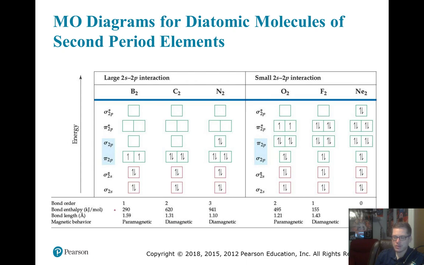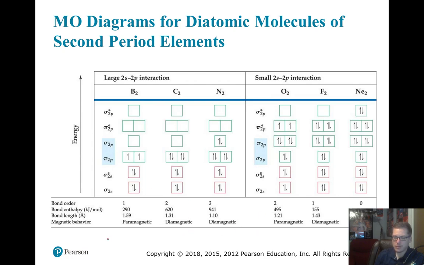Also notice that they predict the bond enthalpy. As your bond order goes up, meaning the single, double, triple bond, that should also increase the strength of the bond, and so those numbers increase. On the flip side, as the bond orders go down, the bond enthalpy also goes down. We can see the same trend with bond length. As the bond order goes up, the bonds get shorter, because single versus double versus triple bonds get smaller, and then they get bigger again as our bond order goes down.